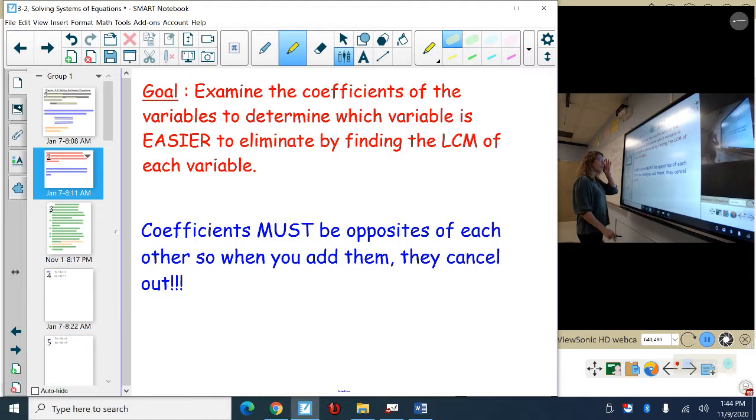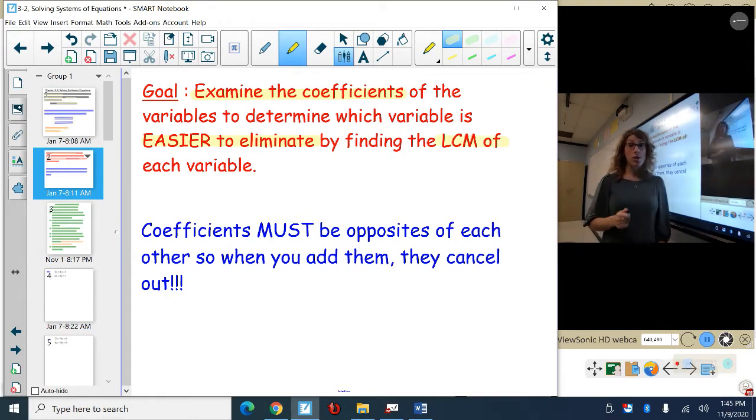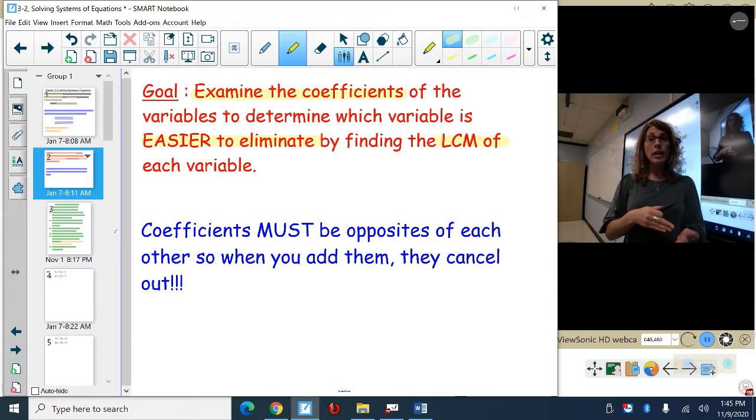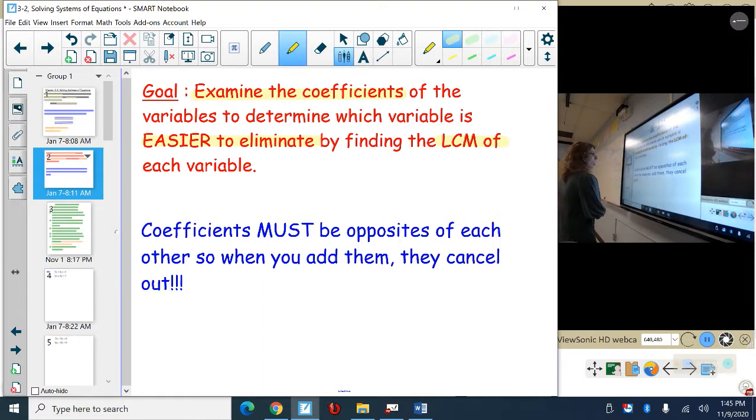So, your goal is to examine the coefficients of the variables and then determine which is easier to eliminate by finding the least common multiple. Now folks, whenever I say least common multiple, a least common multiple cannot be smaller than the largest number. You do the multiplication tables. We talked about this previously whenever we did fractions and reducing of fractions. Okay? Coefficients must be opposite of each other so that whenever you add them, they cancel out.